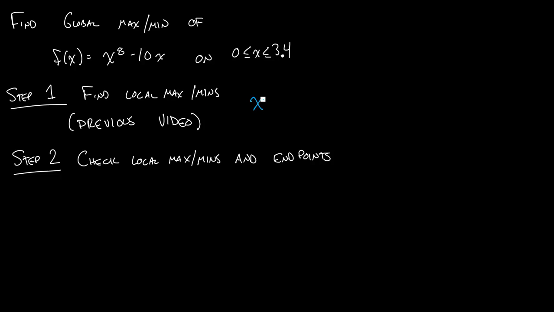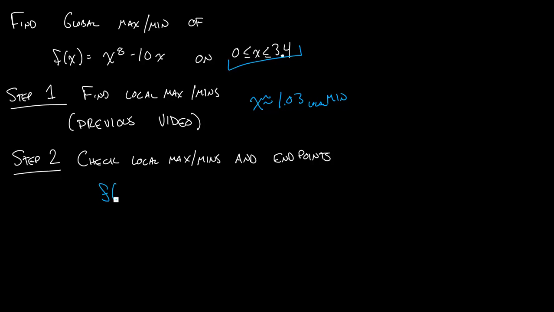And so if we did this problem in a previous video, and we found that x equals 1.03 was a local min. And now to check what the global maximum and minimums are, you're just going to check the points you got in step 1 and your endpoints. All right, so you check your local max and mins here and your endpoints, which are the things up here.